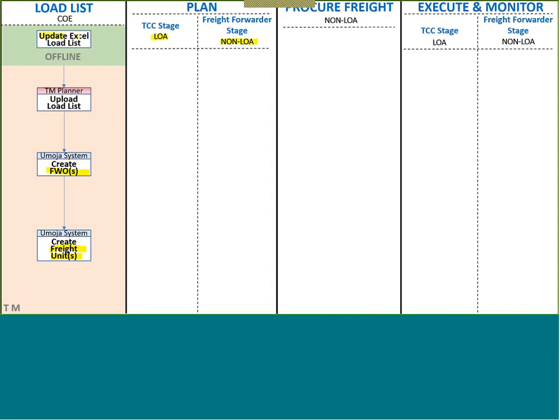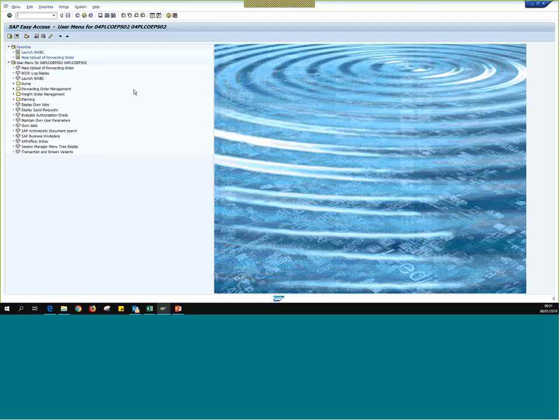So the first thing we did was update the Excel load list, and now we're going to upload it into TM. So just give me a quick second while I get it on screen. Okay, so I already logged in. Basically, when we went to New York, we were still using this link here, the mass upload forwarding order, to upload the Excel. Now we just go directly into NWBC.